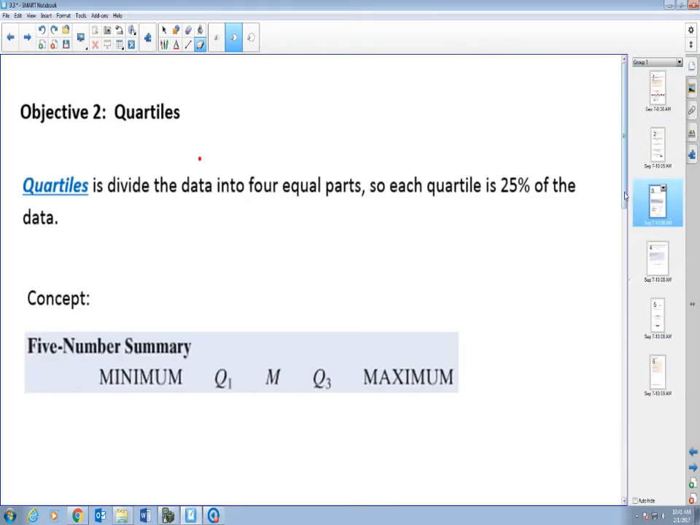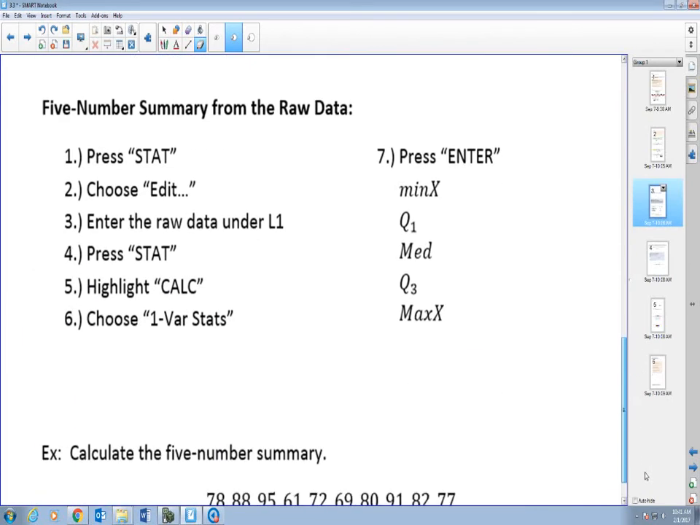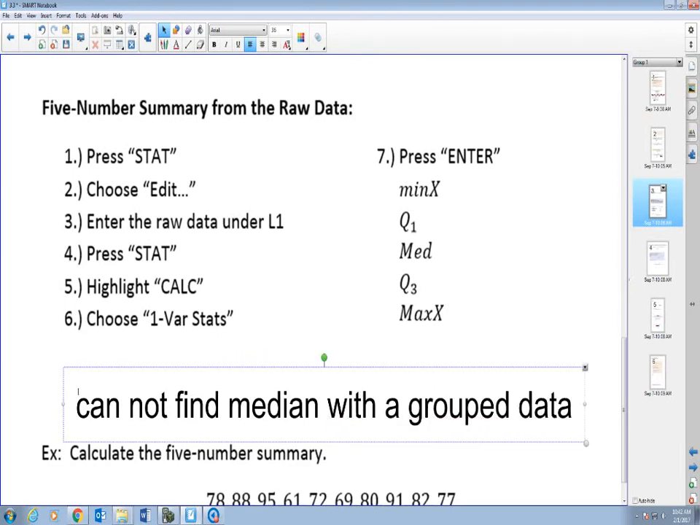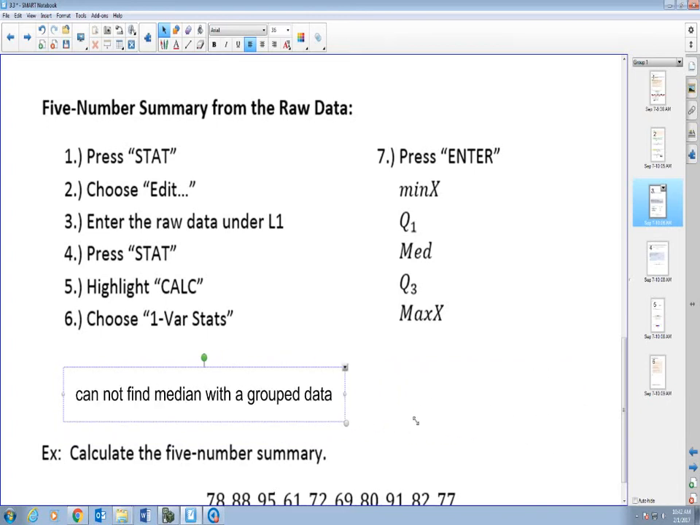Alright, let me show you how to do this in the calculator. We don't do this stuff by hand much; we put it in the calculator. We go back to stat, edit, and type all our raw data under L1. You cannot find a median with grouped data. If you group them into classes, you do not know exactly what each data value is. You only have some approximation using midpoints. So you really cannot find a median of grouped data. Just keep that in mind.